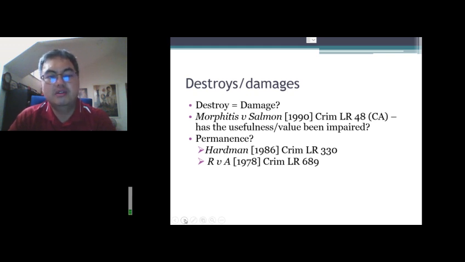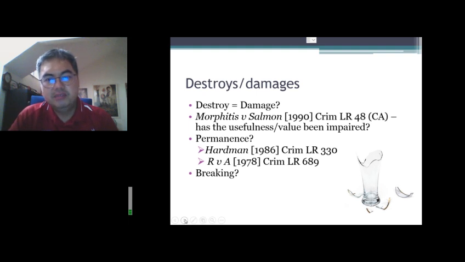Compare that with Crown against A. This was a case where the accused spat onto a policeman's coat. So it was held that the usefulness and the value of the coat had not been impaired, and it could easily have been washed off. Unlike Hartman, where money and effort had to be used to wash off what the accused had done.